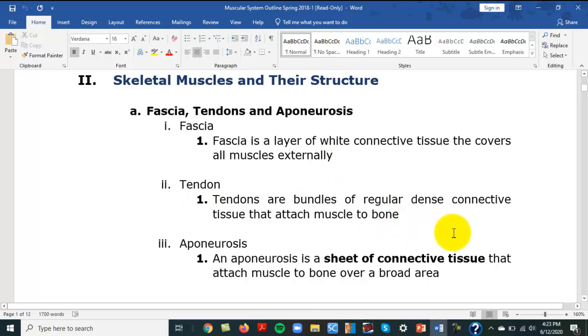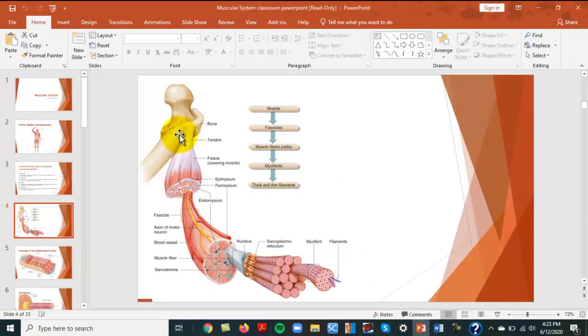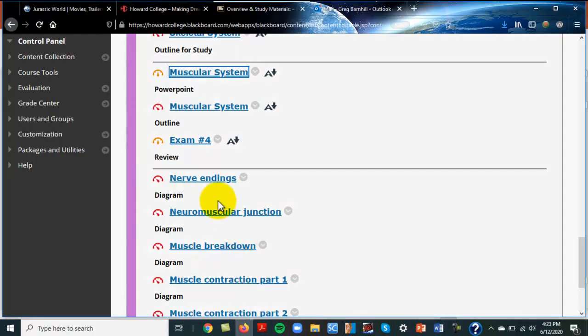A tendon connects muscle to bone. We talked about that. And there's a tendon right there, you can see that. What bone is that? Let's see, 3, 2, 1. Yes, that's a femur. But see the tendons connecting, and then you have fascia, and then you have all this other part here.